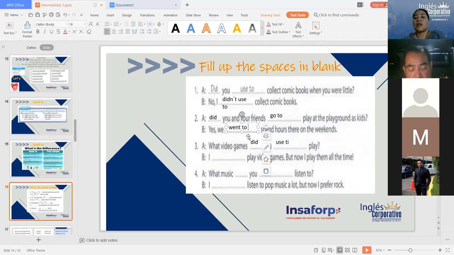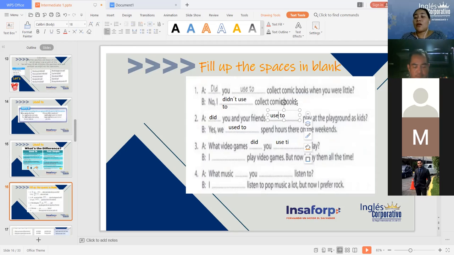Fíjense que acá en la letter B is not correct. Because in this one, whenever you have went to, after the to you need to have a place, because the to is a preposition. It's not the infinitive. So basically in this one, we cannot have went to. Here, we are forced to say used to, right? Yes, we used to spend hours there on weekends, right? So the question can be, did you and your friends go to play at the playground as kids? However, once again, here it is asking us if we did it, right? Did you used to play at the playground as kids? Yes, we used to spend hours, right?